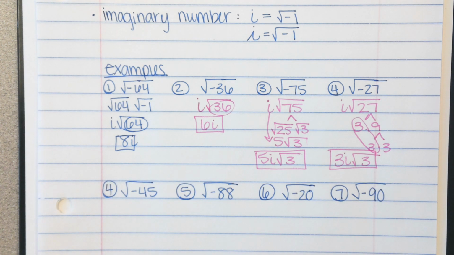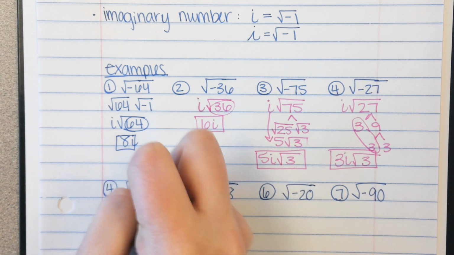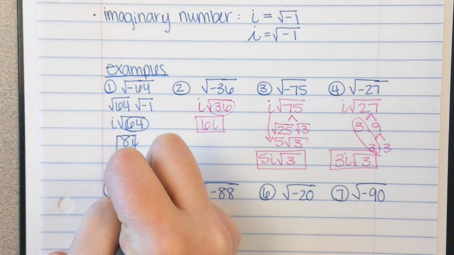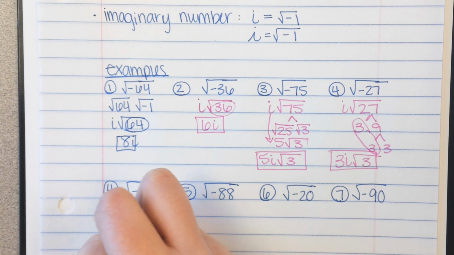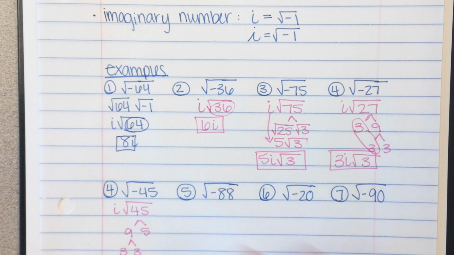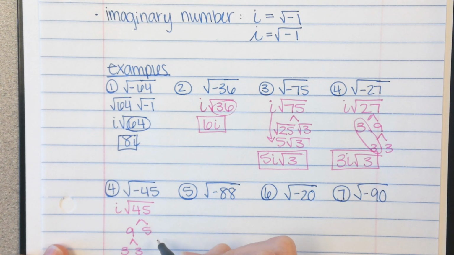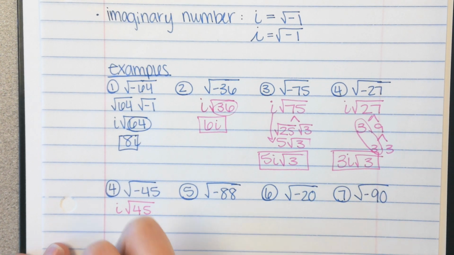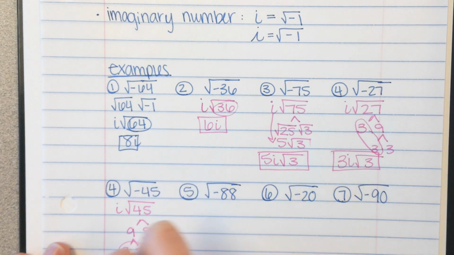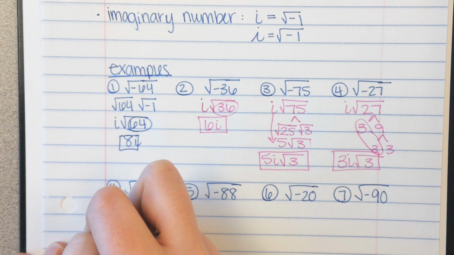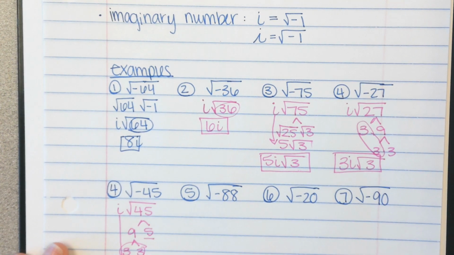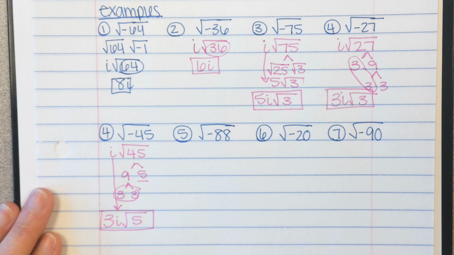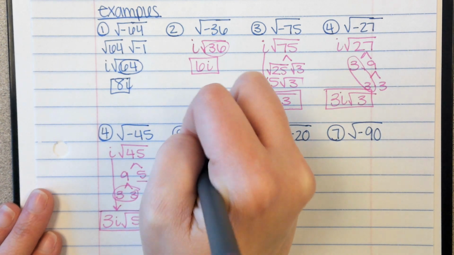Okay, let's practice simplifying some more radicals with negatives inside. So I'm going to pull out an i and have the square root of 45. I'm going to break 45 into 9 times 5. 9 turns into 3 times 3. Okay, I have a pair of 3s, so that's going to go on the outside. 5 is left over on the inside, and I'm going to bring down my i. So I have 3i square root of 5.